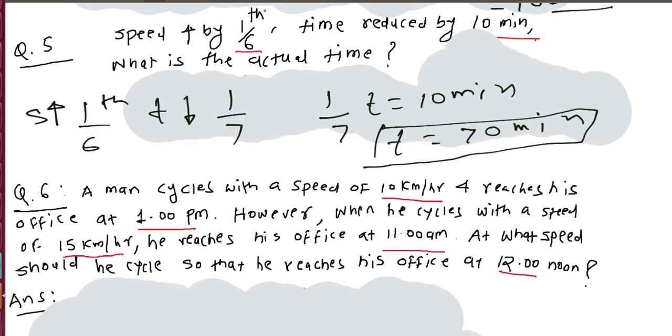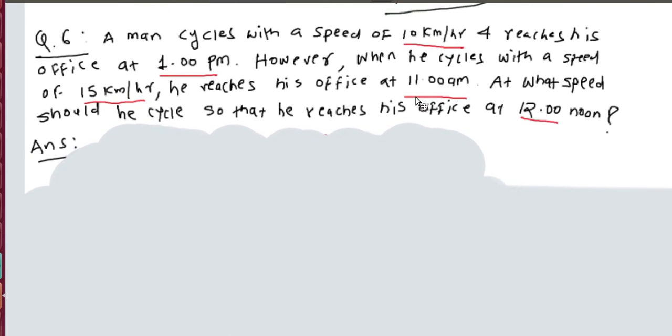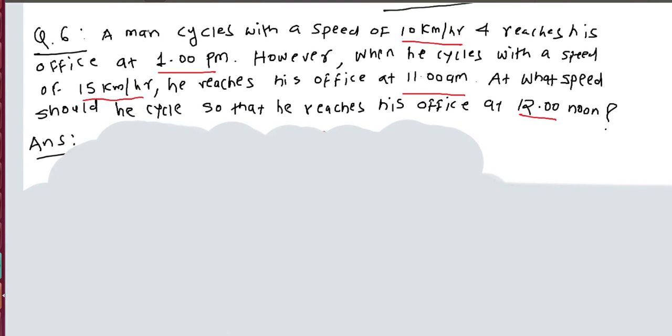Right. Let's see one more question. A man cycles with a speed of 10 km per hour and reaches his office at 1 p.m. So 10 km per hour, let's say here is his home and here is his office.